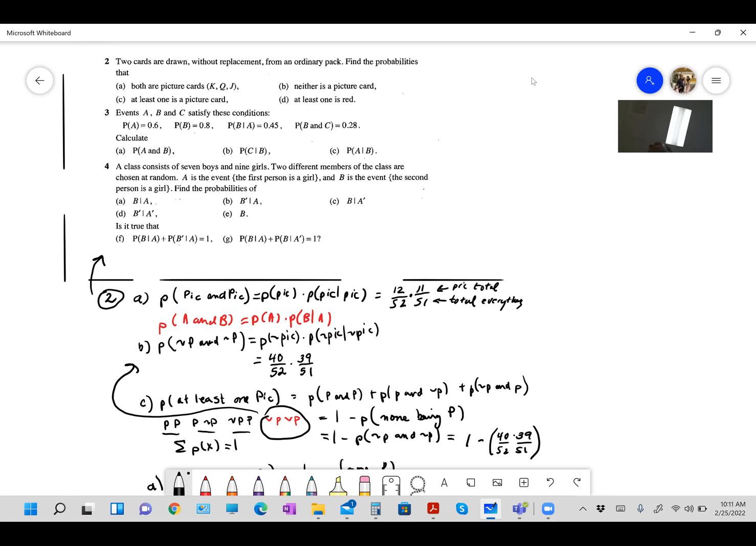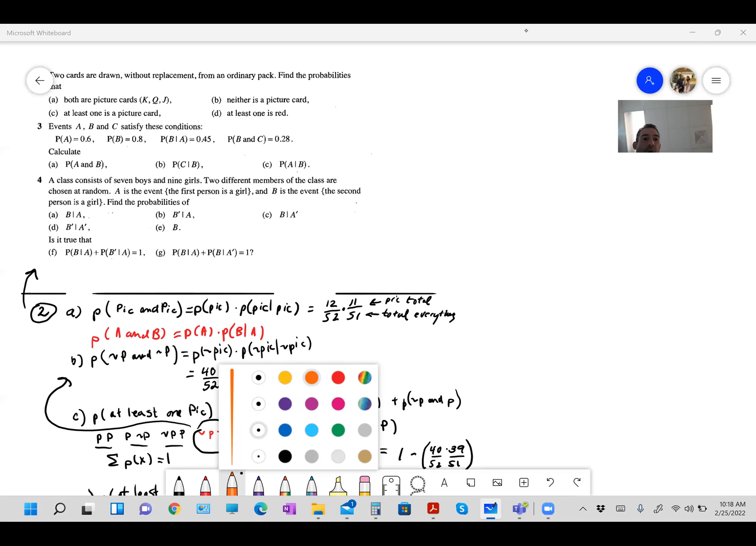All right. So look at number 3. Events A, B, and C satisfy these conditions. Calculate the probability of A and B, the probability of C given B, and the probability of A given B. I'm going to pause this, look at your notes, and see if we can do that. Okay, so let's try and do, I'll do it in orange, 3A.